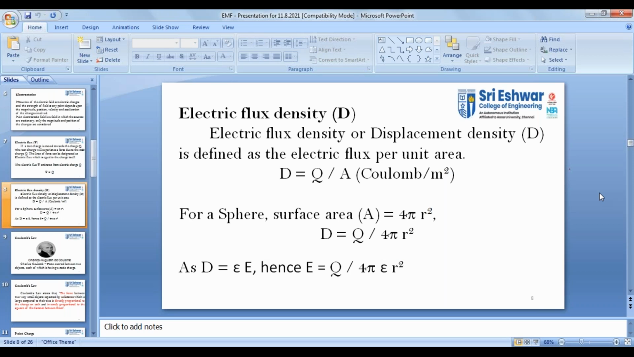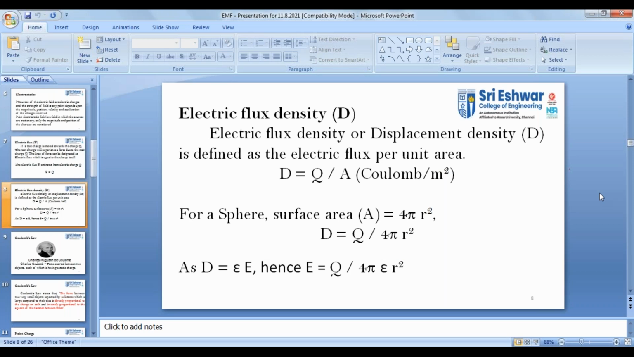For example, I am taking a particular geometry called a sphere. Consider that the sphere has a radius r. What is its surface area? The surface area is 4 pi r square, which we already know. So my displacement density D, which is Q by A, becomes Q by 4 pi r square. Now we have derived the expression for D.